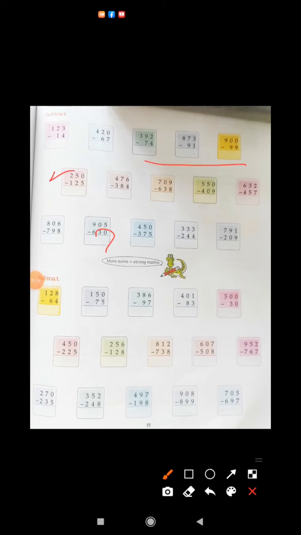Now next line 250 minus 125. Subtract the ones, take borrow from tens. Here will be 10, here 4 remaining. 10 minus 5 is 5, 4 minus 2 is 2 and 2 minus 1 is 1. The answer is 125.